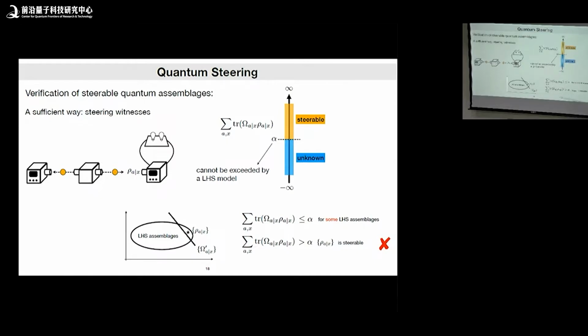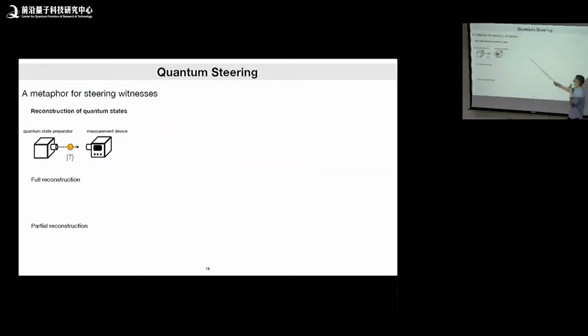Before proceeding on, here I would like to give a metaphor for steering witness. To witness quantum steering, the first way is to perform quantum state tomography, and here we call it a full reconstruction. A metaphor for this is that we can imagine there's an elephant in front of us. In our hand, we have a camera, and we are in a very dark room, so we cannot see this elephant with our eyes directly. So we can take several pictures from many angles of this animal. Then eventually, from the pictures, we know that the animal in front of us is actually an elephant.